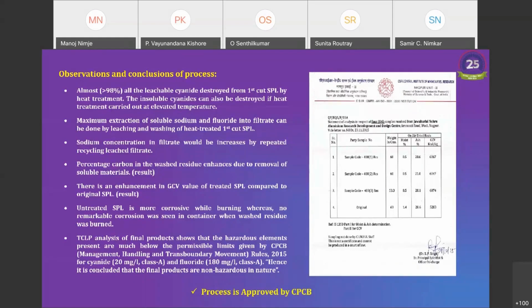The untreated SPL is more corrosive while burning, whereas no remarkable corrosion was seen in the container when wash residue was burned in the furnace. The TCLP analysis of the final products showed that the hazardous elements present in the SPL or in the treated SPL are much below the permissible limit given by CPCB in their Management, Handling and Transboundary Movement Rule 2015 for cyanide and fluoride. Hence, it is concluded that the final products are non-hazardous in nature.